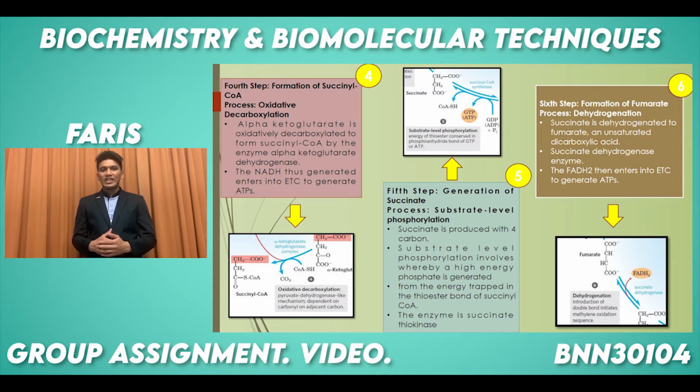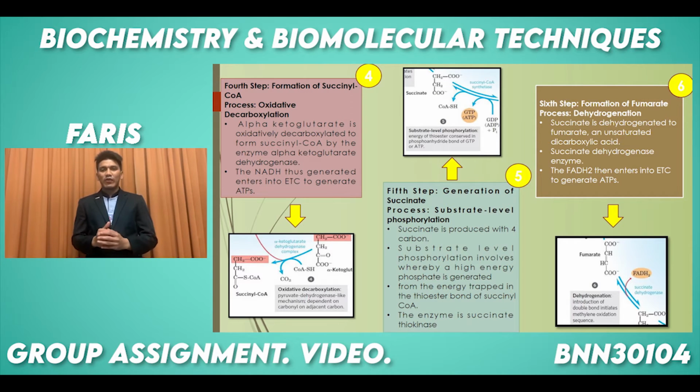The fifth step is the generation of succinate. The next reaction involves a substrate level phosphorylation whereby a high energy phosphate is generated from the energy trapped in the thioester bond of succinyl-CoA. The enzyme used is succinate thiokinase.